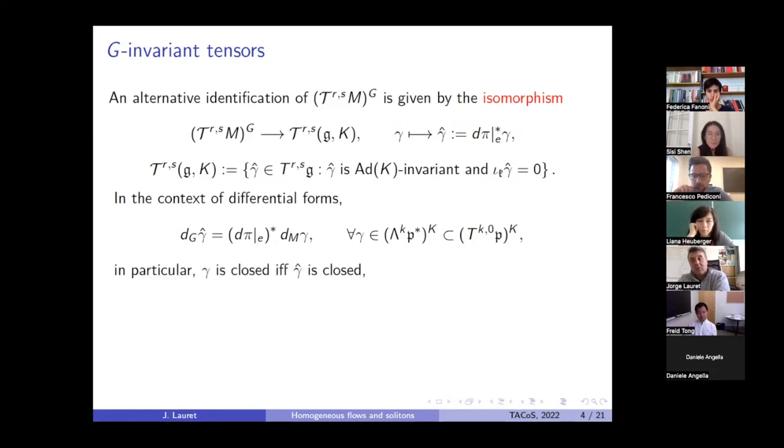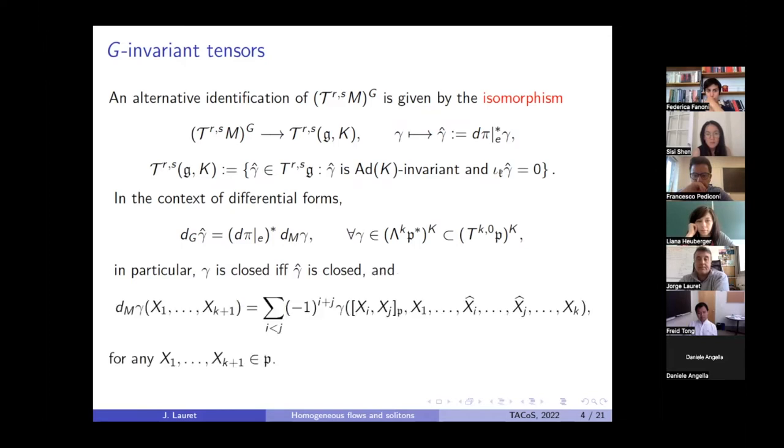gamma is closed if and only if gamma hat is closed, and then you can study cohomology of G over K of M by working on the Lie algebra G, okay? And then you get for free also this formula for the differential of gamma, as in the Lie group case. Okay.